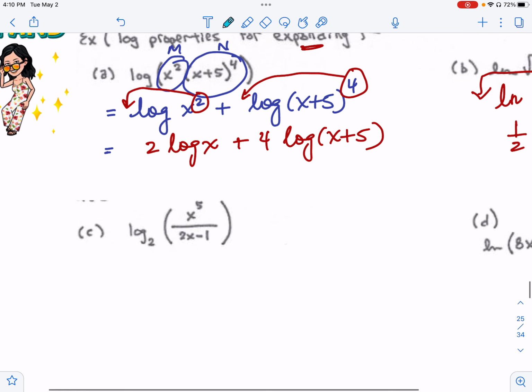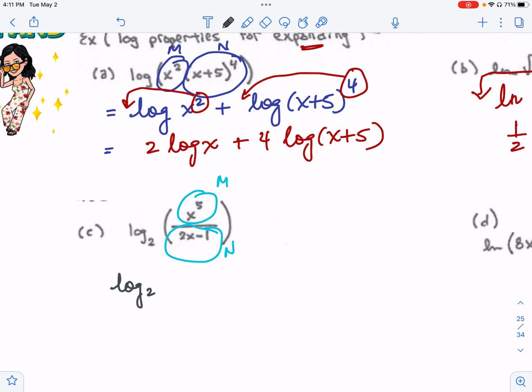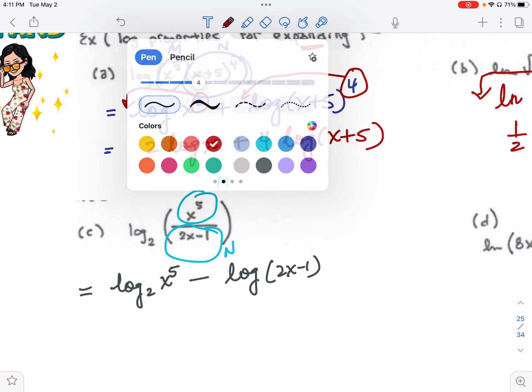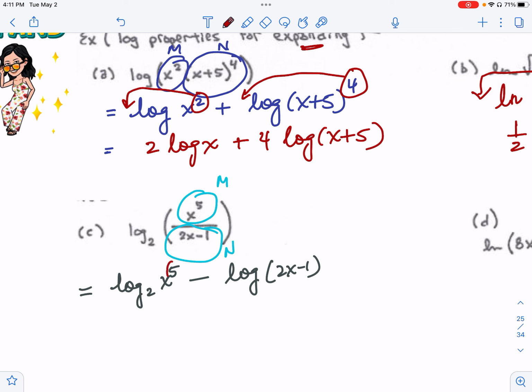Okay, if you look at this one here, this looks like the format of a ratio. That's your m and that's your n. So we should be able to use the quotient property, which says log of the numerator minus log of the denominator. So that's first. I was able to use the quotient property, but then I can also use the power property. 5 times log of x to the base 2 minus log of 2x minus 1. I've expanded it as much as we could.